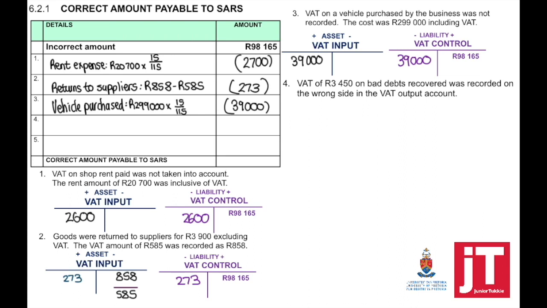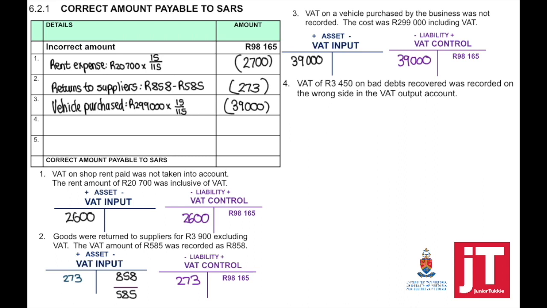Transaction number 4, VAT of 3,450 on bad debts recovered was on the wrong side in the VAT output account. What makes this a little bit more challenging is if you don't know where bad debts recovered is supposed to go in the VAT output account.